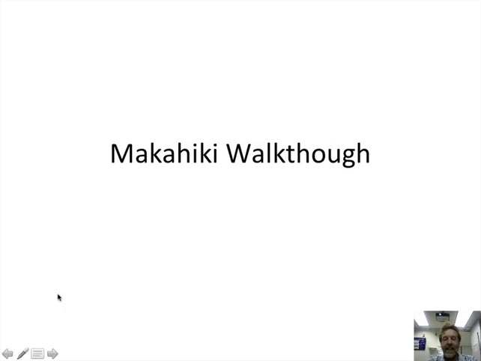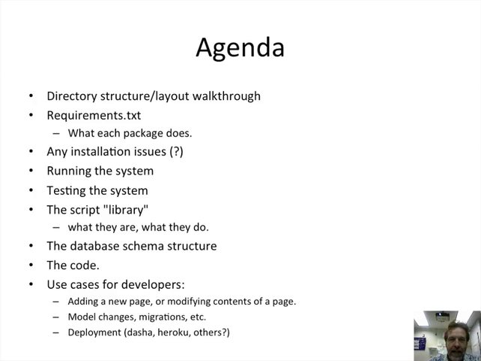So let's see, what are we going to do today? Well, we can look at the agenda. We've gone through quite a few things. We've gone through the top-level directory structure. We've gone through requirements.txt. We've done the installation. We've run and tested the system. We've talked about the script library. What we haven't done is talk about the database schema structure, but I think we're not going to get to that yet. I think that will come out as part of the code.